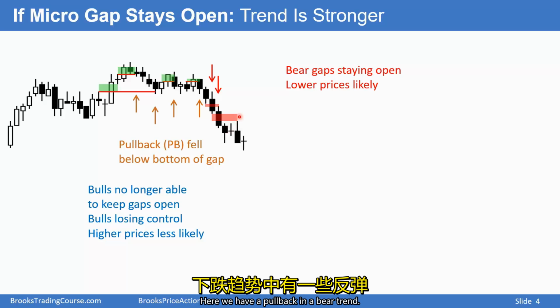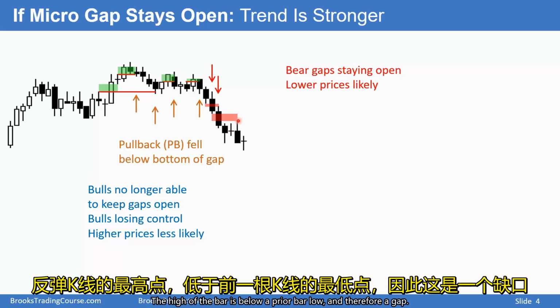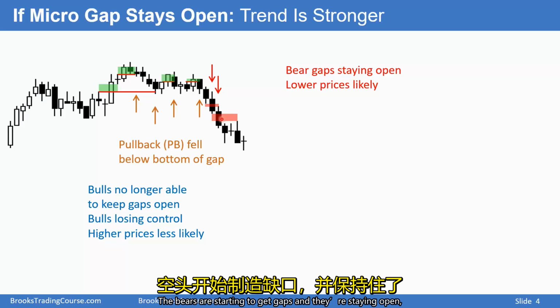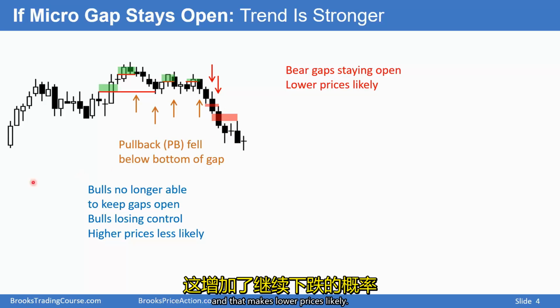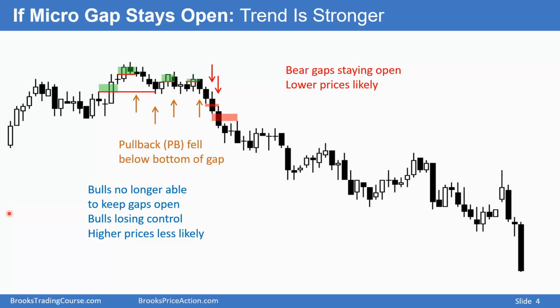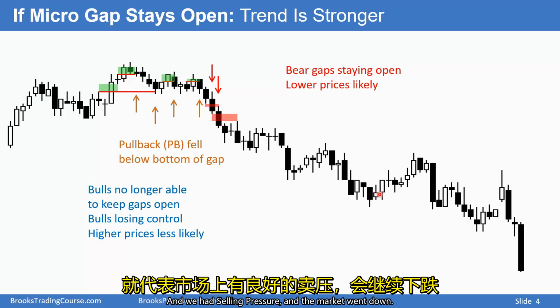Here we have a pullback in a bear trend. The high of the bar is below a prior bar low and therefore a gap. The bears are starting to get gaps and they're staying open, and that makes lower prices likely. Micro gaps, if they stay open, are a sign of pressure. And we had selling pressure and the market went down.